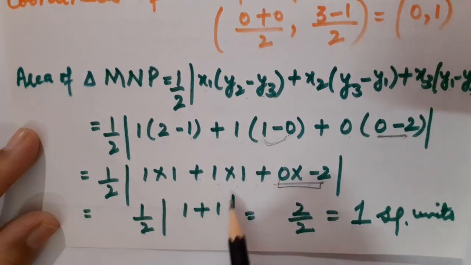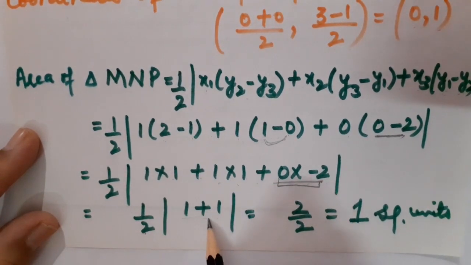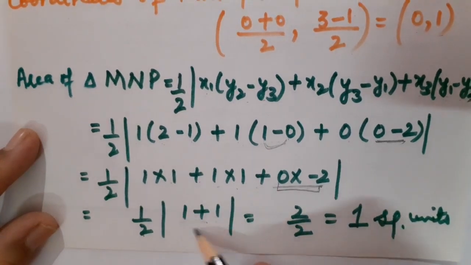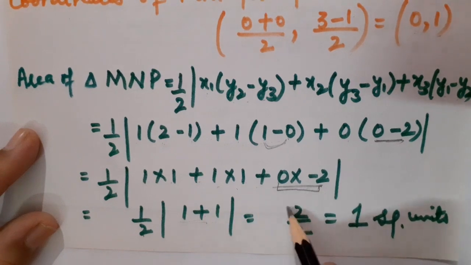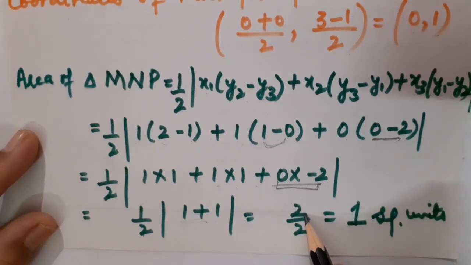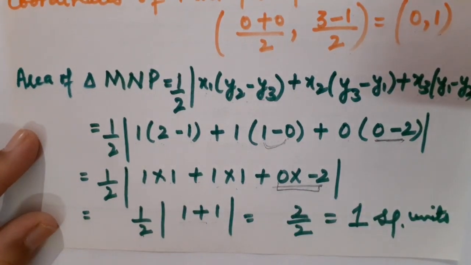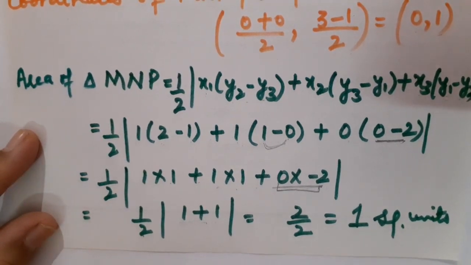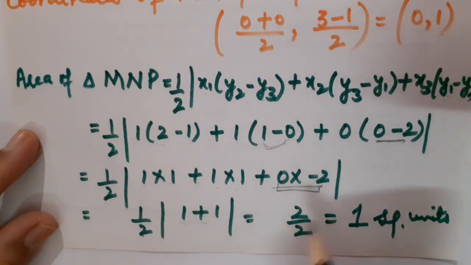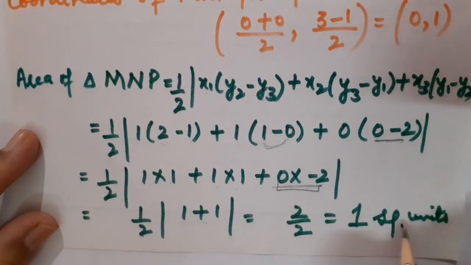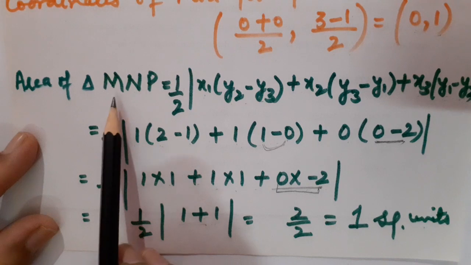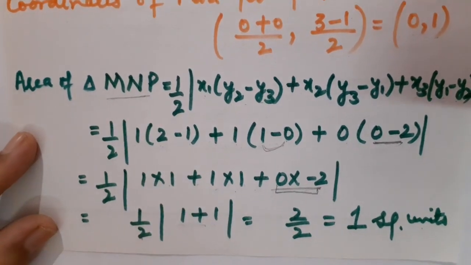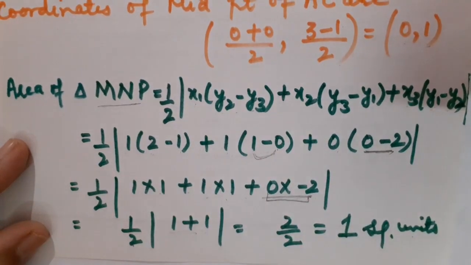Half is outside with the modulus sign. So this is 2. We are getting a positive value, so we can just remove the modulus sign. If we were to get a negative value, then the positive value would come out only. I told you that modulus basically gives us the positive value, only the numerical value irrespective of the sign. So this is 2 upon 2, that is 1 square unit. This is the area of that smaller triangle which is made from the midpoints of the sides of the triangle. Correct, students?